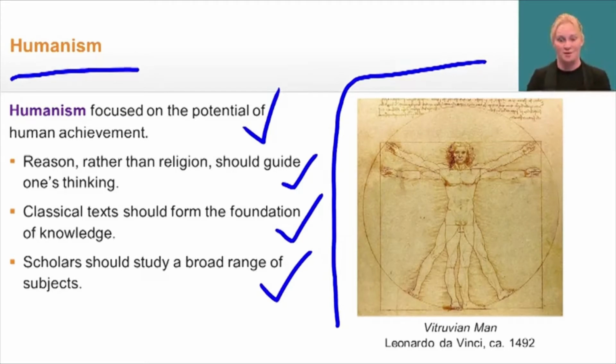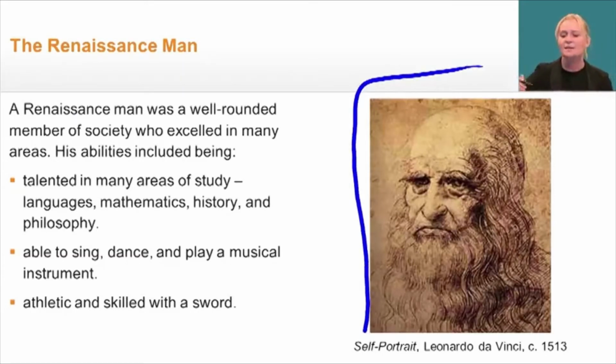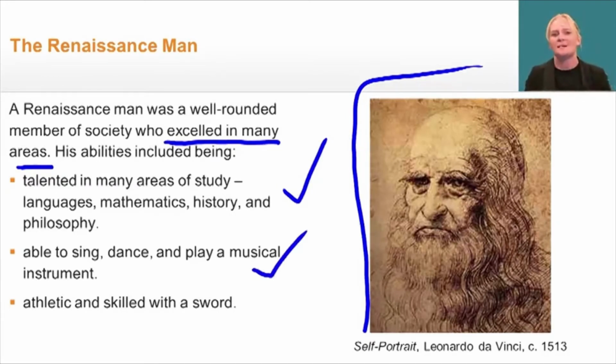Now, another important aspect of the Renaissance was the idea of being a Renaissance man. This is Leonardo da Vinci, and he was regarded as the quintessential Renaissance man. And a Renaissance man was a well-rounded member of society who excelled in many areas. His abilities included being talented in many areas of study, things like languages, mathematics, history, and philosophy. Also, being able to sing, dance, play a musical instrument, and hold witty conversation. And also being athletic and skilled with the sword.